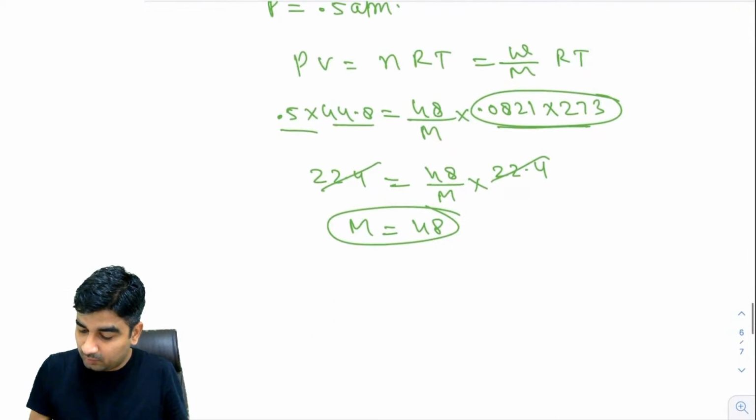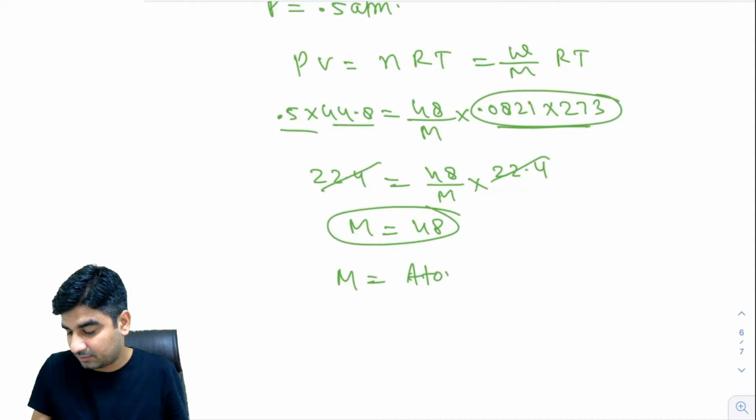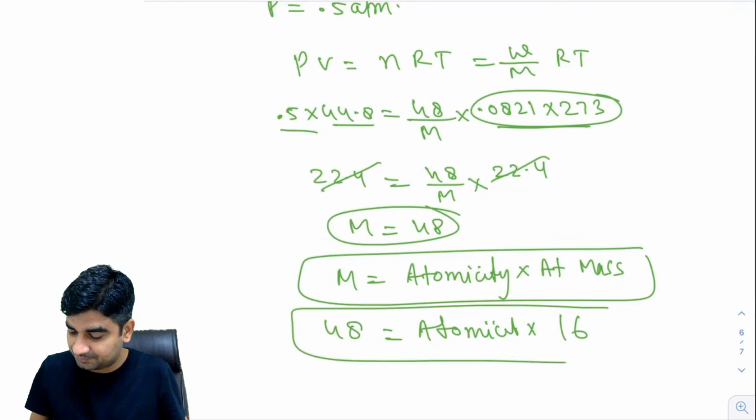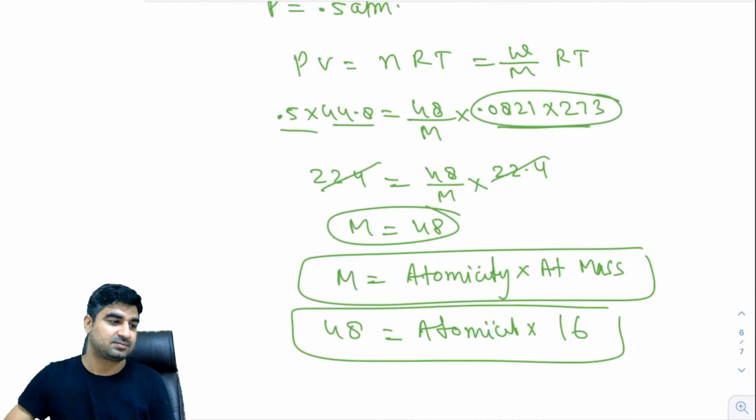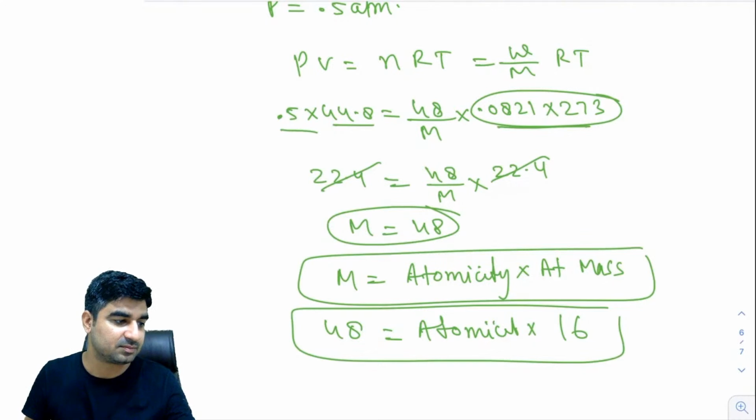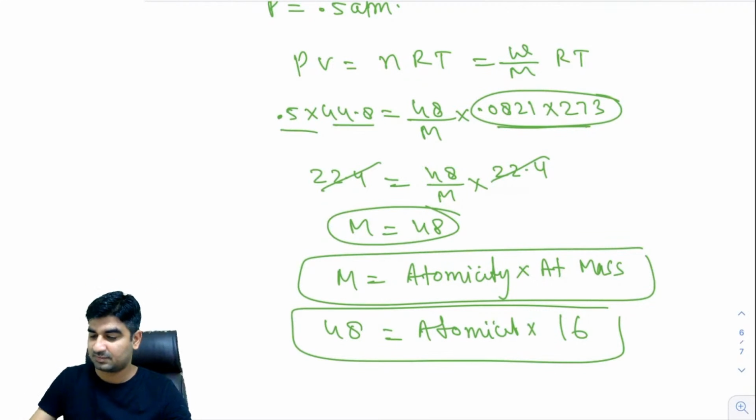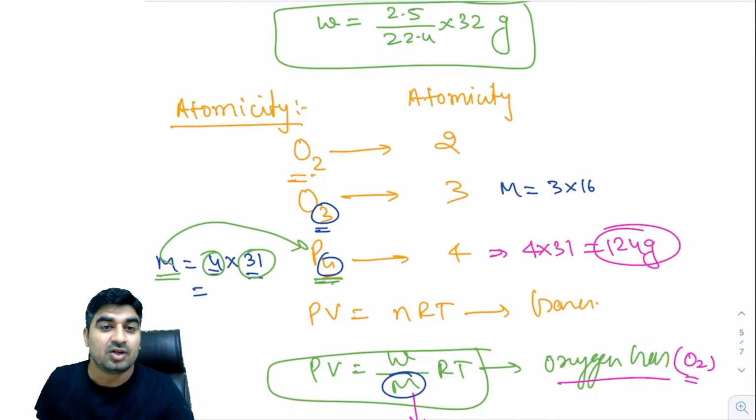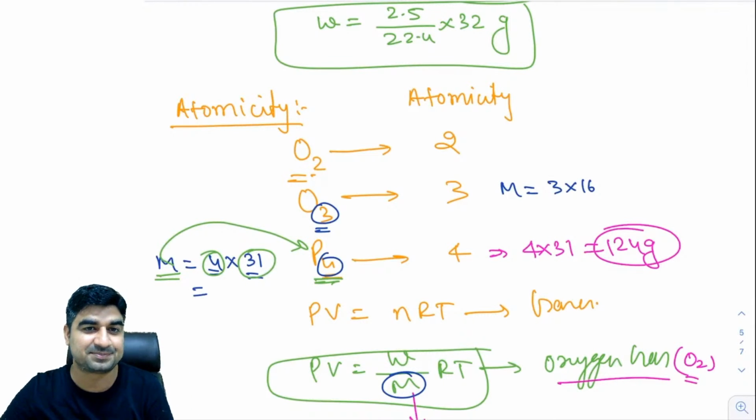So I just told you what molar mass is. It is atomicity into atomic mass. So atomic mass of gas is 16, molar mass is 48, so atomicity will be 3. I hope you got this answer. Yes, guys. Here, if I take this P4, here atomicity is 4 and you are multiplying it by atomic mass to get the molecular mass of this. So gas will be in molecular state. Yes, the one, you are right.